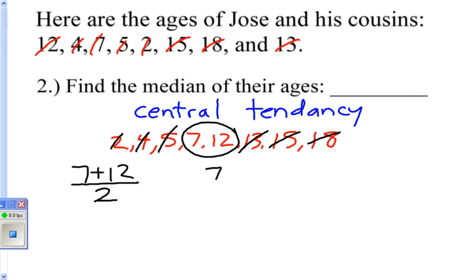7 plus 12 is 19. So 19 is the total of those 2 ages in the middle. Now let's divide that in half. Divide it by 2, 19 divided by 2, and that will tell us what is in the middle of 7 and 12. How many times does 2 go into 1?